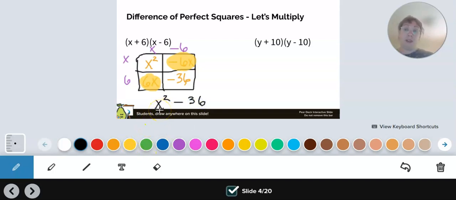X squared is a perfect square because it's x times x, and 36 is a perfect square because it's 6 times 6. So that's why it's factored as x plus 6 and x minus 6.